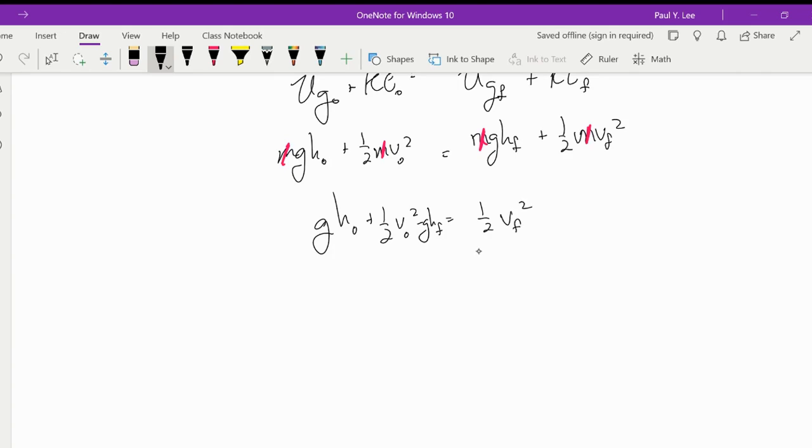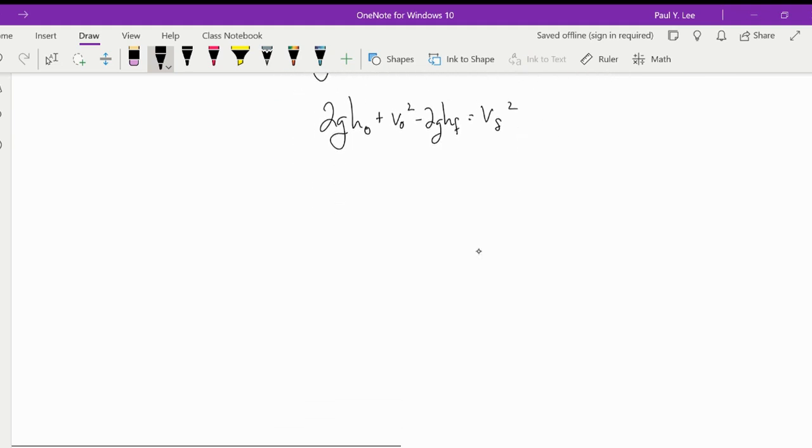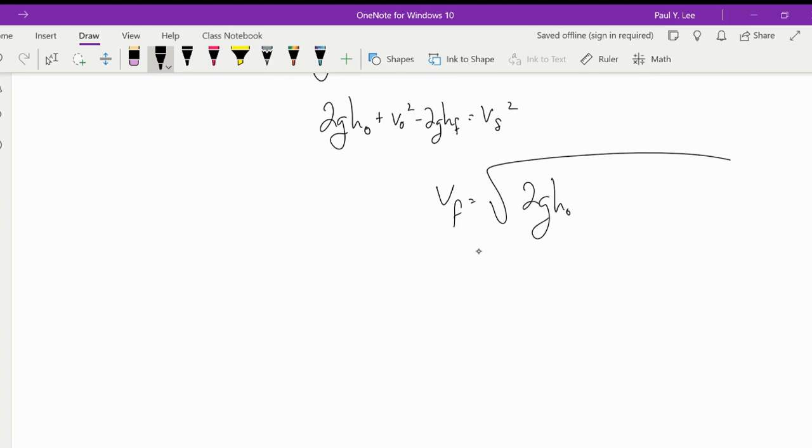All right, if you wonder what I just did, I moved that over there by subtracting it from both sides. And now I want to get rid of this 1/2 by multiplying everything by 2. So we get 2gh initial plus v initial squared minus 2gh final equals v final squared. I don't skip steps. You don't skip steps, right? That's the rules. And the very last thing, we're going to square root everything. So our final velocity is equal to the square root of 2gh initial plus v initial squared minus 2gh final.